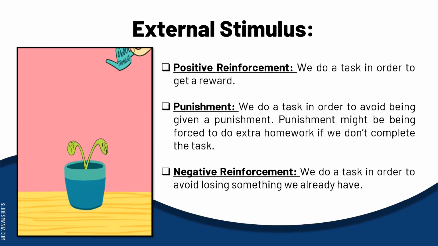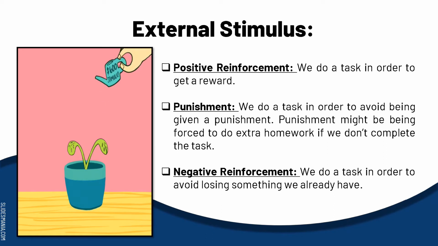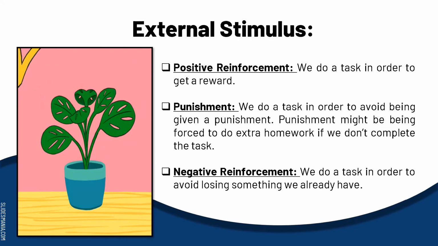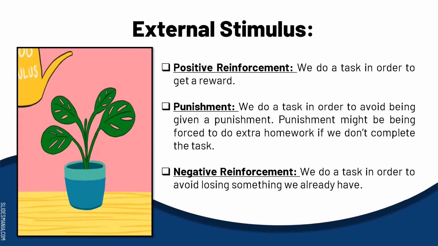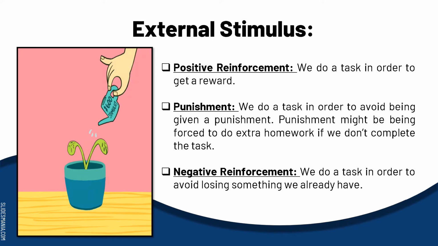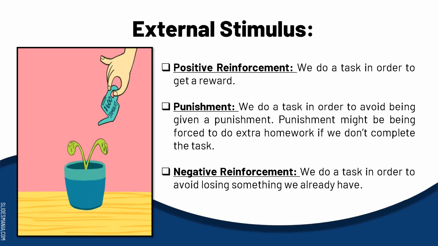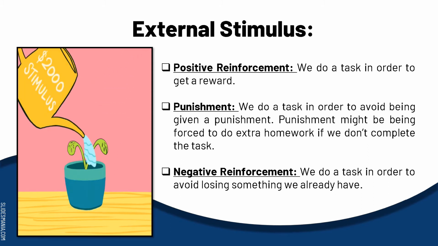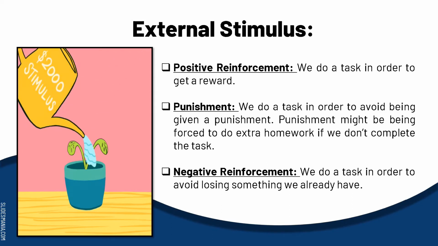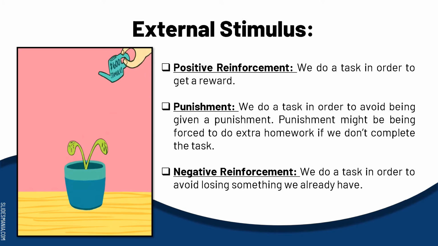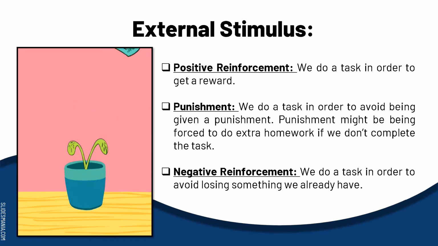First, positive reinforcement. We do a task in order to get a reward. An example might be getting a chocolate for completing a task. Next, punishment. We do a task in order to avoid being given a punishment. A punishment might be being forced to do extra homework if we don't complete the task. Lastly, negative reinforcement. We do a task in order to avoid losing something we already have. This is a form of punishment, but instead of being given a punishment such as additional homework, a privilege is taken from us. An example is losing playtime during lunch break.